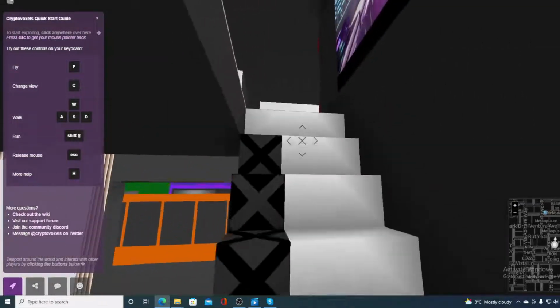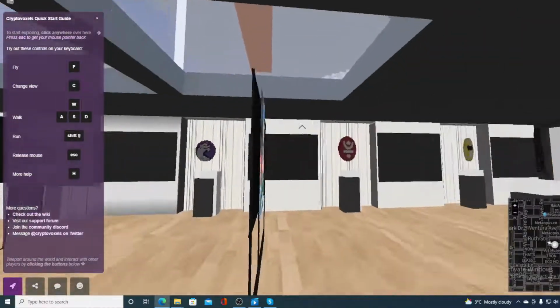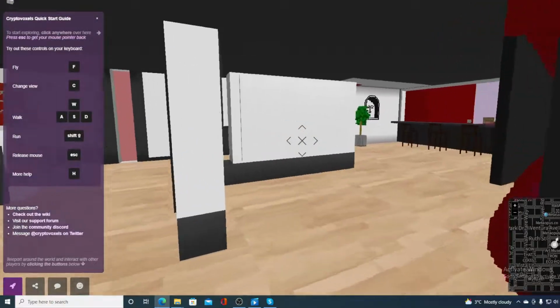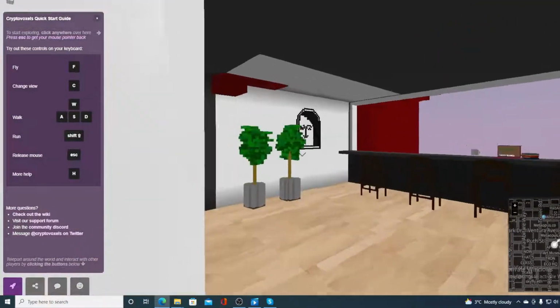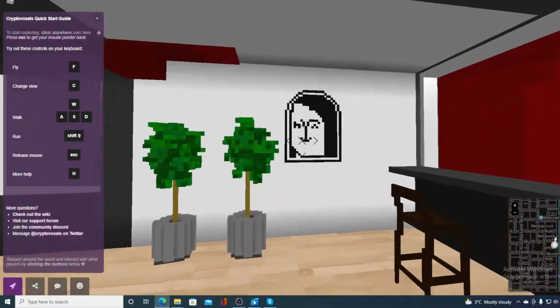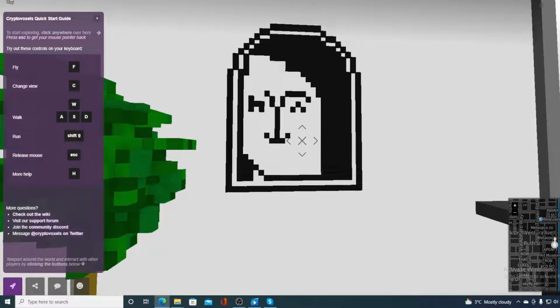Let's see if we can go up the stairs. It appears that we can. How awesome is that, guys? And there's that Ape NFT picture right over here. So guys, as I said, let me just get out of here.